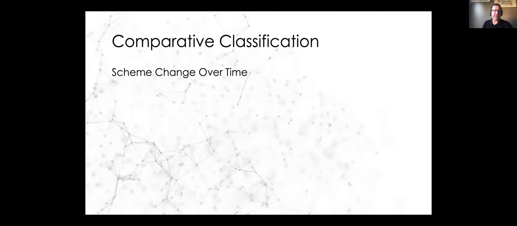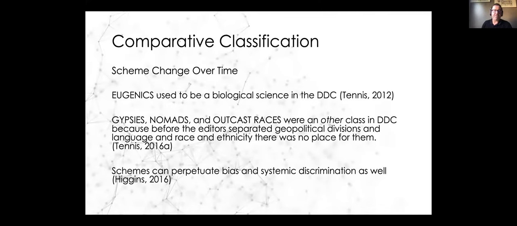So what about scheme change over time? An example here might be that we look at how a particular subject is handled in an individual scheme over time. For example, eugenics used to be considered a biological science in the Dewey Decimal Classification. There are still libraries that have books housed in that particular set of 500s to this day. It's hard to reclass with physical stuff. Digital stuff changes the game.